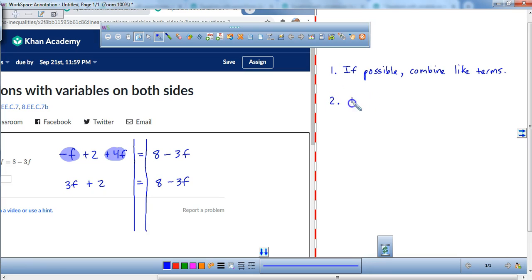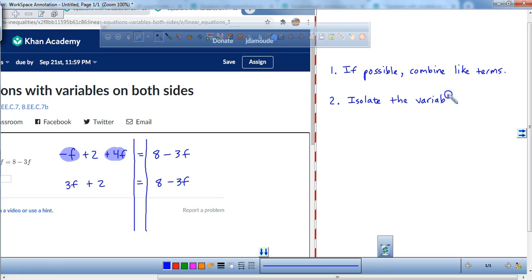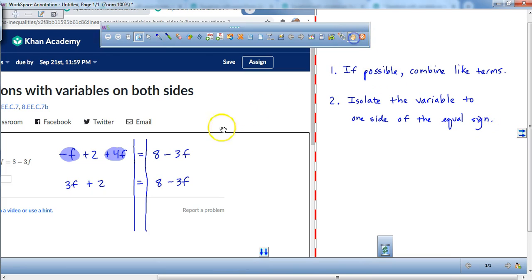Okay. Now, step 2 is very important. We have to do what's called isolate the variable. Now when I say isolate the variable, it's like whatever the letter is that you're solving for, you want to isolate the variable to one side of the equal sign. Now, did I say which side? No, I didn't say which side, just to one side.